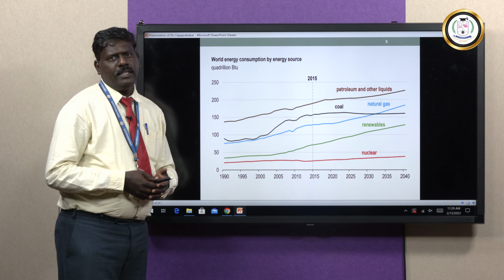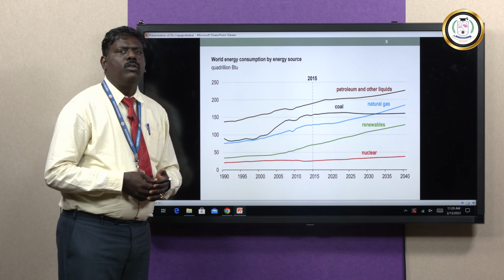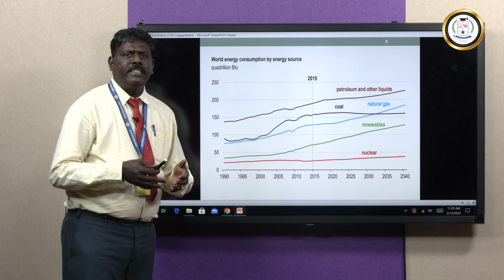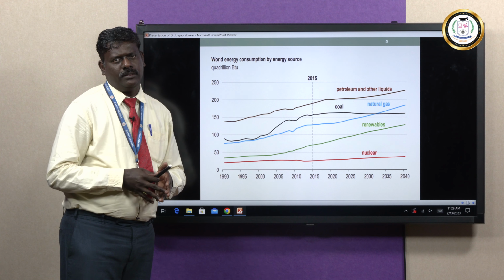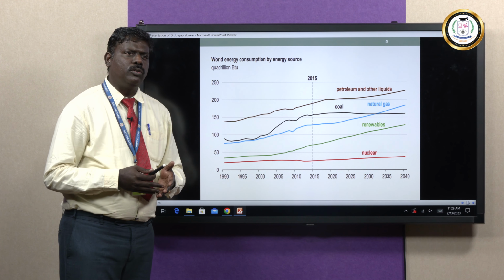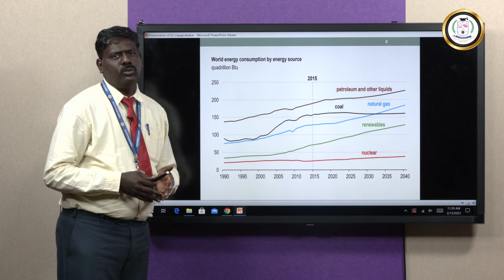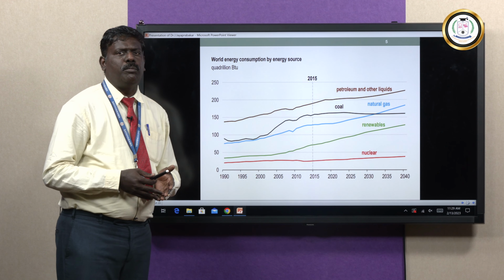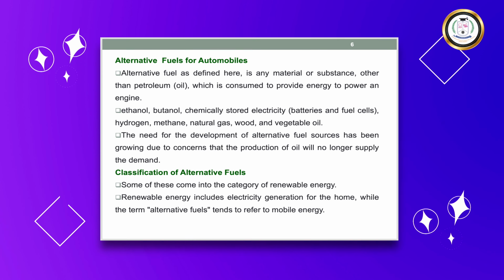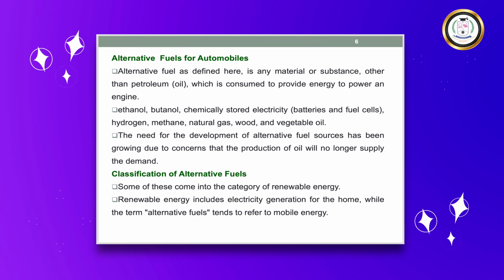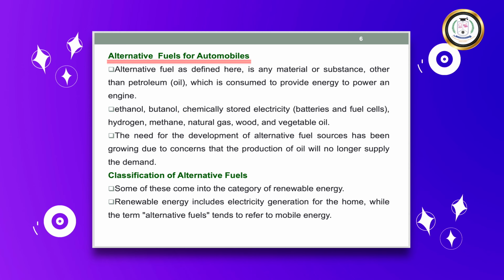We can remember that in India particularly, coal is satisfying almost 65% of our total energy demand. So we need to switch over to other sources. We are in the process. Still, research has to be developed. We are now coming to the next section of this lecture: alternate fuels for automobiles.